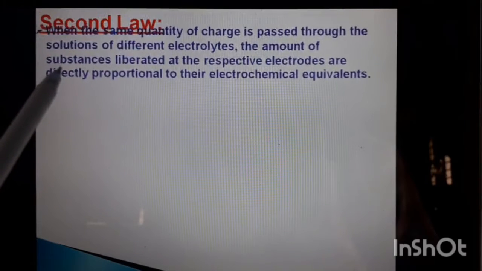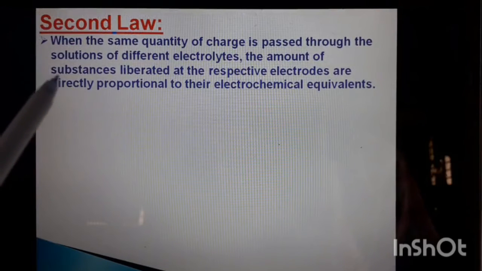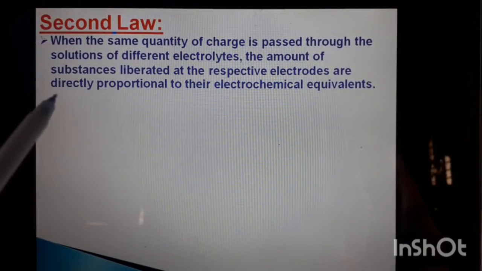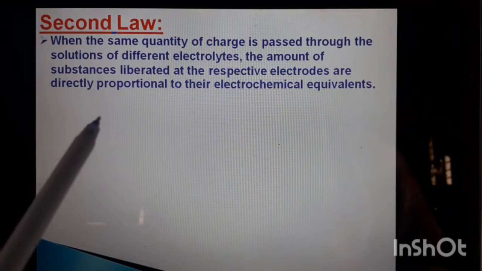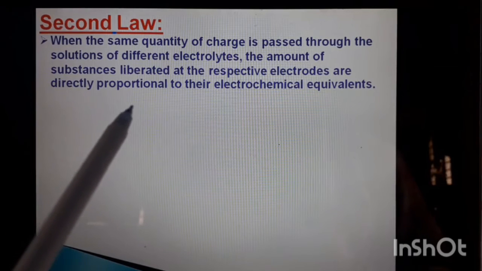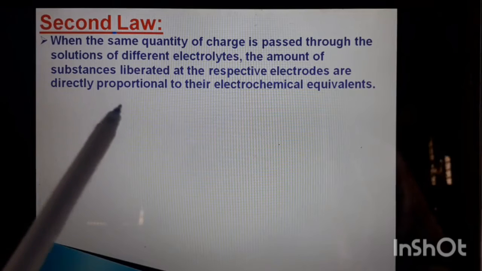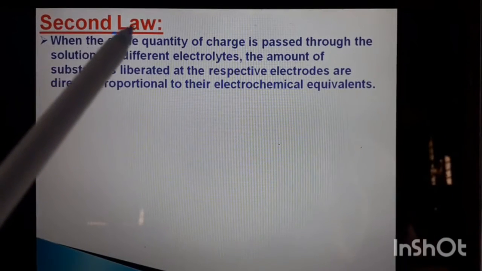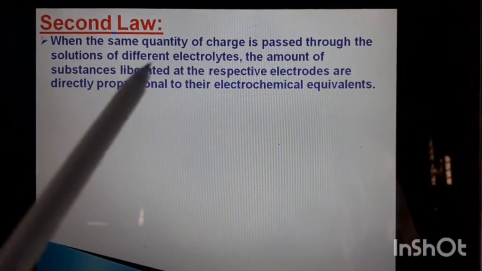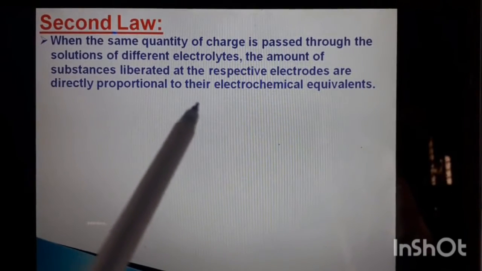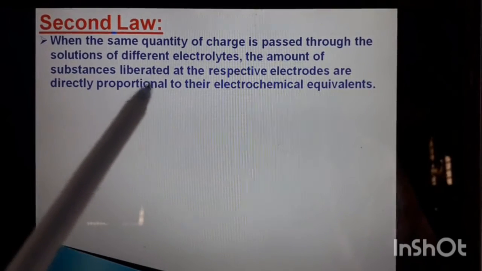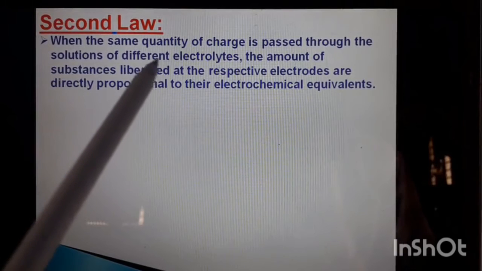Next, the second law of Faraday. When the same quantity of charge is passed through solutions of different electrolytes, the amounts of substances liberated at the respective electrodes are directly proportional to their electrochemical equivalents. For example, there are many separate cells connected with each other. The total quantity of charge is passed through the solutions of different electrolytes.